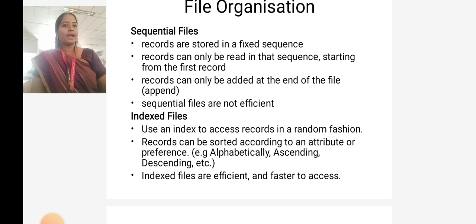Records can only be added at the end of the file, that is, to append at the end of the file only. If you have to store the data in the middle of the database, we have to add it at the end of that column. So sequential files are not efficient. Next come the indexed files. They use an index to access records in a random fashion. So what are the records? They can be sorted according to an attribute or a preference, for example alphabetically, in ascending order or descending order, etc. Indexed files are efficient and faster to access.